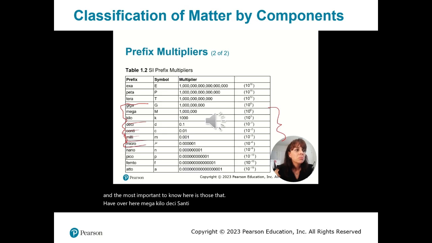The most important ones to know here are mega, kilo, deci, centi, milli, micro, nano, pico, femto, atto. Those are the most important ones that I really ask you to practice and remember.